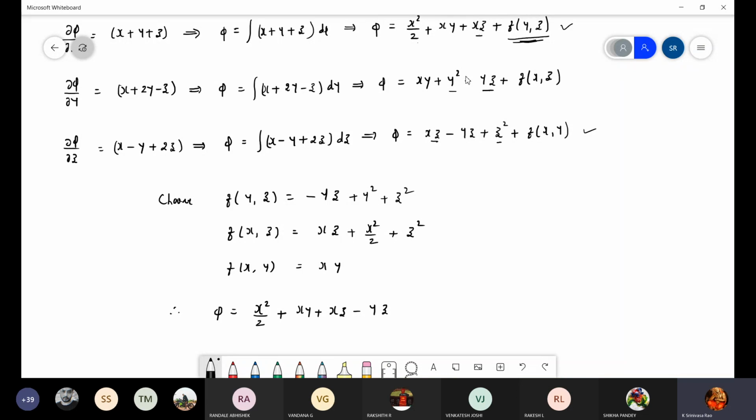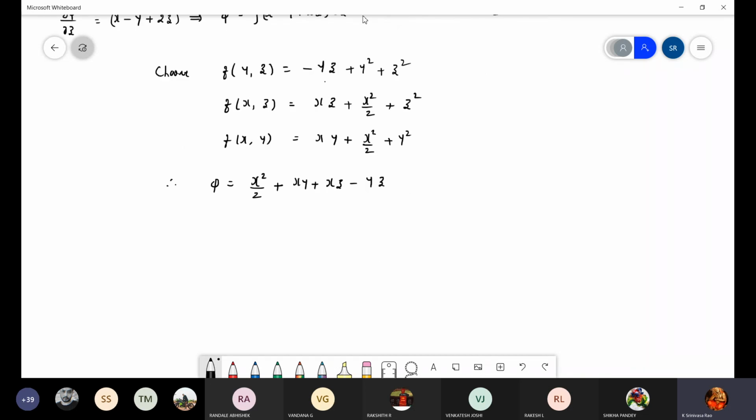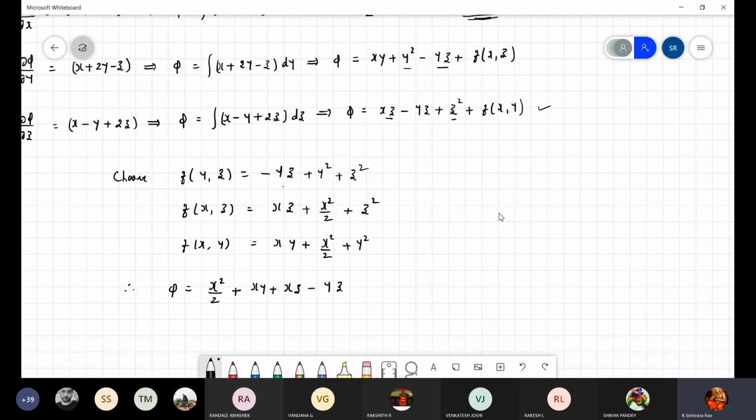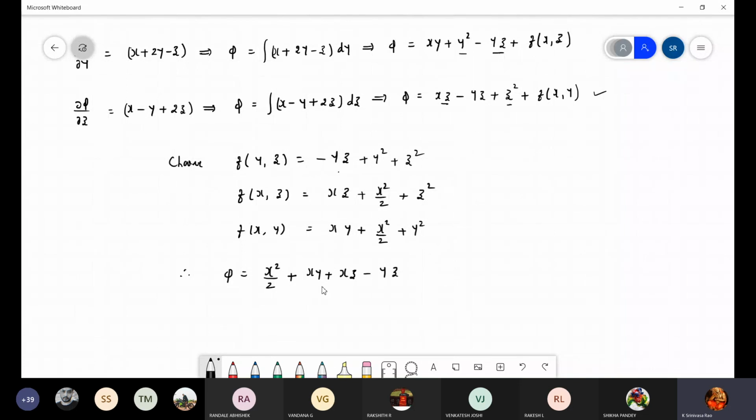And in the third one, f of x comma y, the term involving xy as well as x as well as y. So x square by 2, xy is already there, we chose xy, plus x square by 2, and here plus y square. Earlier we chose only the first three terms, and if I substitute, it will not give a unique phi. And one more thing, if you calculate the gradient of this, you will not get our original f. That you can verify.